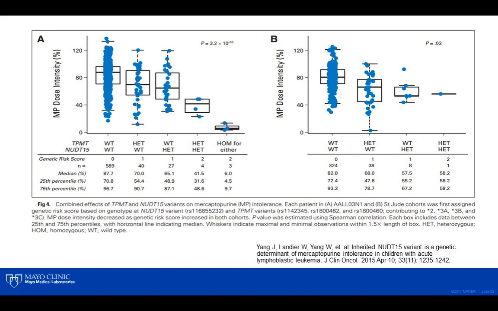In this same study actually, the authors also found that among children who were homozygous for NUDT15 variants or who were heterozygous for both NUDT15 and TPMT variants, so those who had a genetic risk score of 2, in that case 100% of them required a greater than or equal to 50% mercaptopurine dose reduction compared with only 7.7% of the other children.